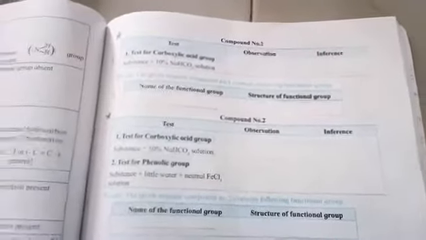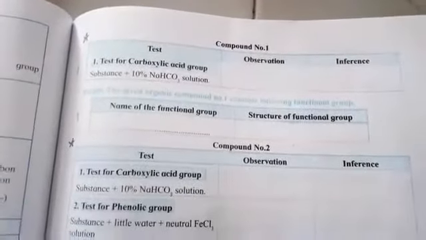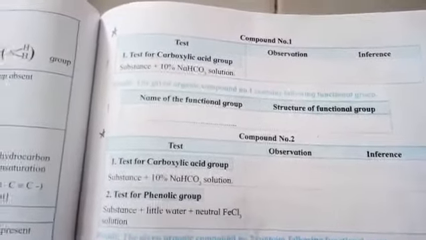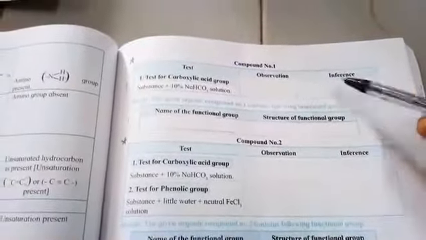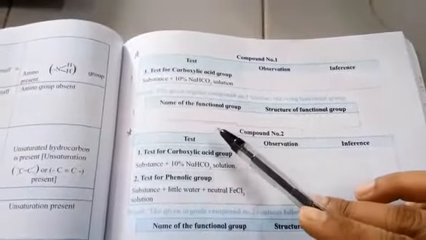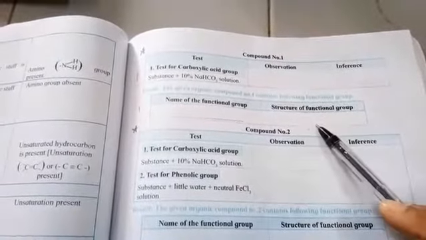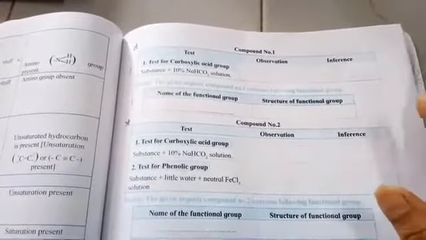See, on page number 71 there is compound 1 noted down, and this compound number 1 is for the carboxylic acid. Right? There is a test of carboxylic acid written, and the observation and inference are blank. So we are finding this out. Then if a carboxylic acid is present, you first write the name of the functional group and the structure of the functional group. Clear? Here your compound 1 is completed.